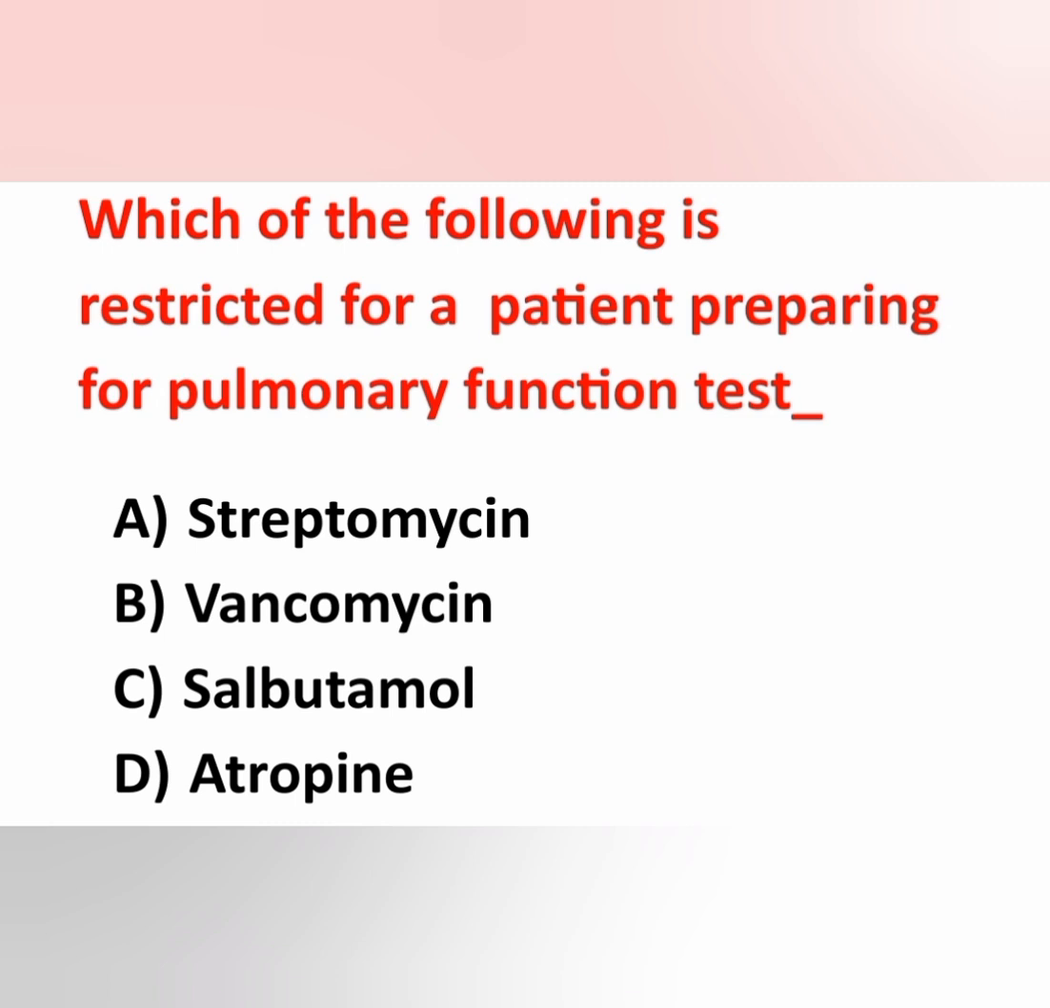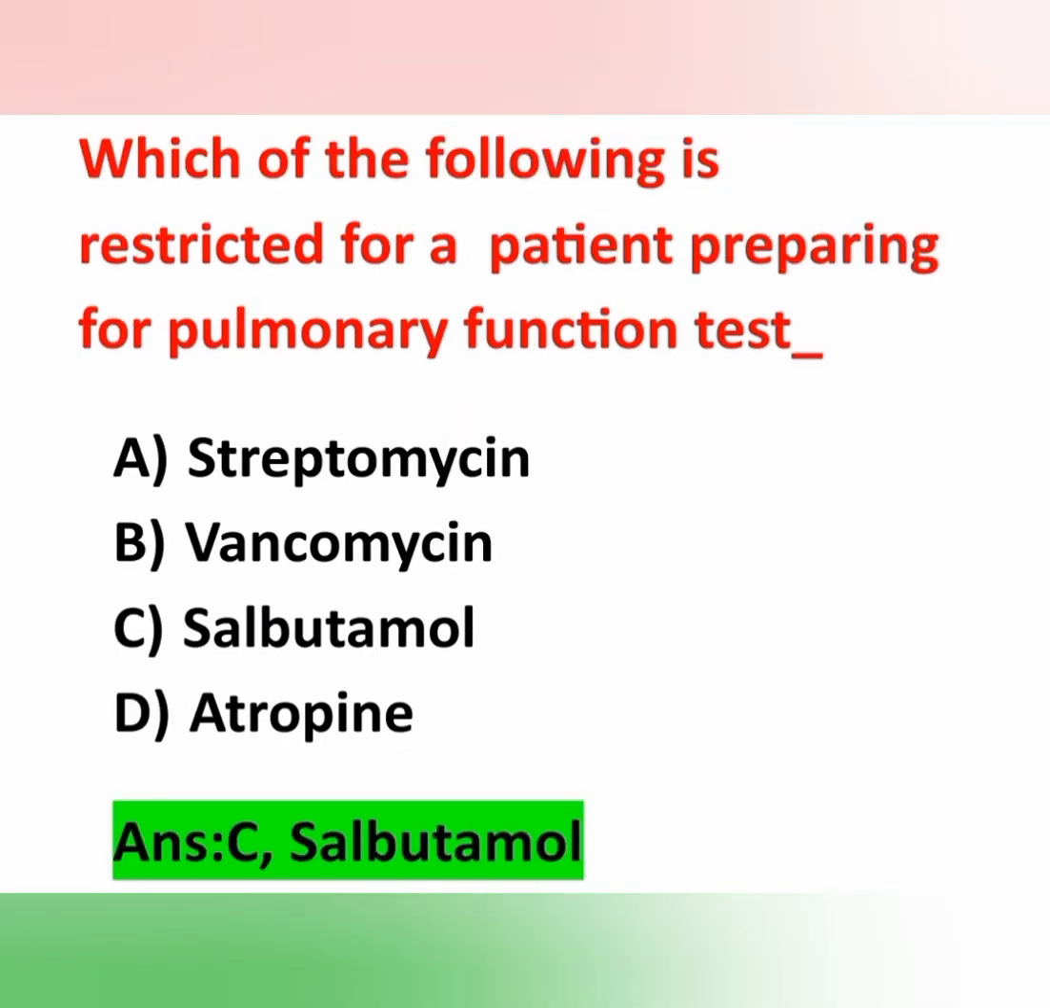Next question: which of the following is restricted for the patient preparing for pulmonary function test? Option A, streptomycin; option B, vancomycin; option C, salbutamol; option D, atropine. So the question is, for a patient preparing for pulmonary function test, which medication is not given? The correct answer is option C, salbutamol. Salbutamol is a bronchodilator, and this bronchodilator is not given at the time of pulmonary function test.